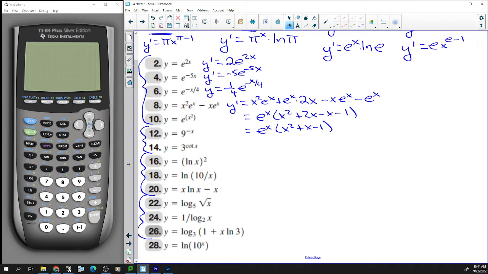And then later we'll set it equal to 0, find some zeros, factor more if we have to. But for right now, we're good. We're just finding the derivative.